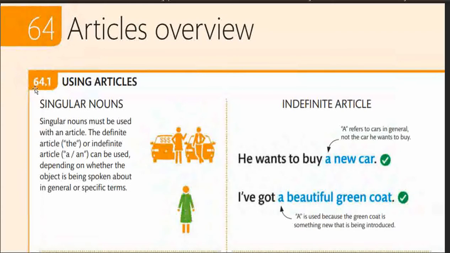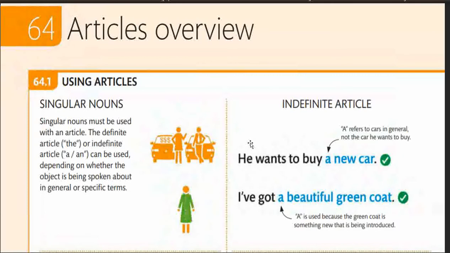Articles overview. Using articles. Now, how to use articles when there are singulars or plurals. With singulars, singular nouns must be used with an article. The definite article the, or indefinite articles, those are a or an, can be used depending on whether the object is being spoken about in general or specific terms. When it is general the rule is different. When it is specific, the rules are different.